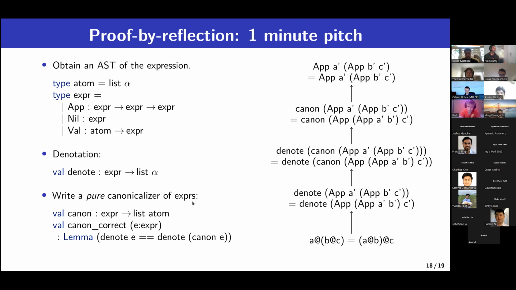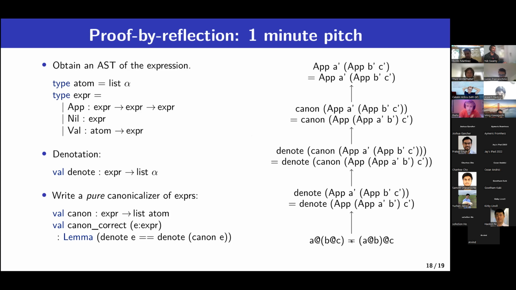Actually, I now realize it's a mistake, because canon was a list of atoms. So here it should be the list of A prime, B prime, C prime instead of this normalized node. But very super briefly, this is the idea of a proof by reflection.